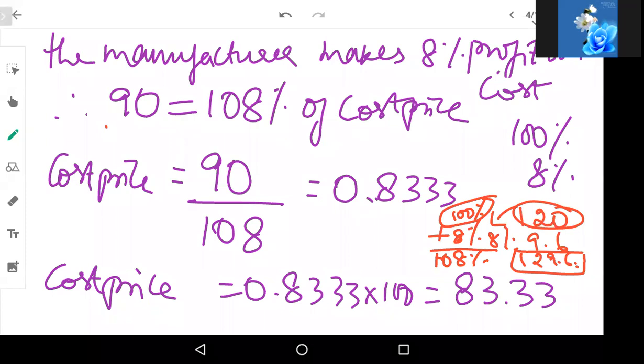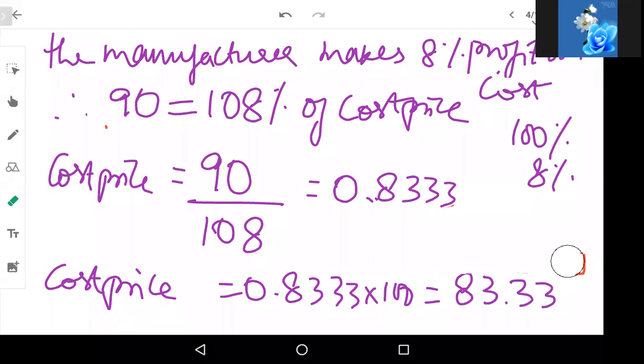Any doubts? Anybody still confused? If you consider it in percentage, then it will be easy for you to solve the problem rather than considering it with the numbers all the time. Okay, good. That's good. I just wanted to be clear so that you don't have any doubts regarding this.